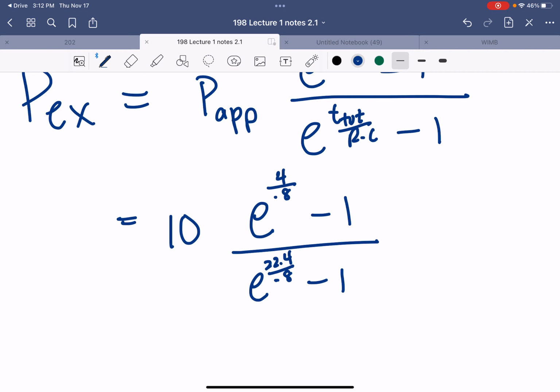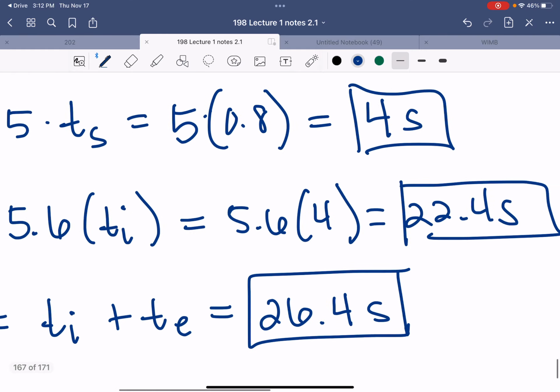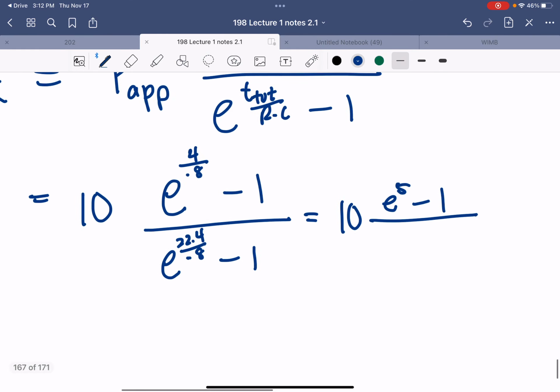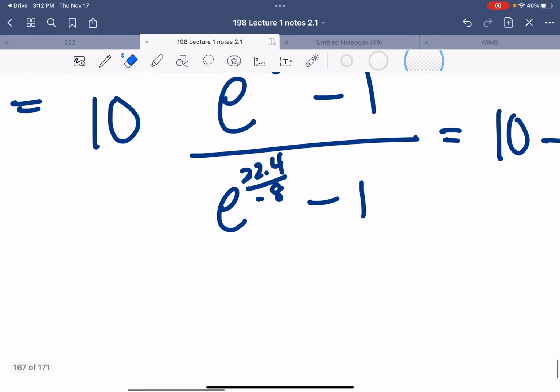Now make sure that you put this into your system correctly. I'll show you how I do it on Wolfram Alpha. But before we do that, let's simplify it. So 4 over 0.8 is 5, so this is e to the 5 minus 1. And 22.4 divided by 0.8 is 20. Hold on, I think I did that wrong. Yes, I put in the wrong number. Make sure you put in the right number. This should be 26.4.